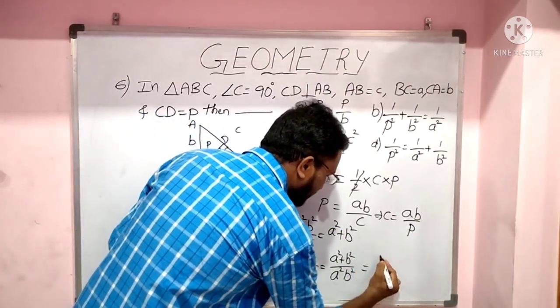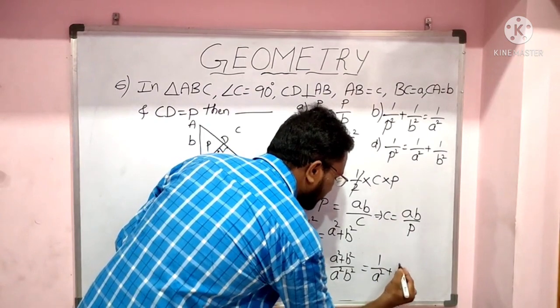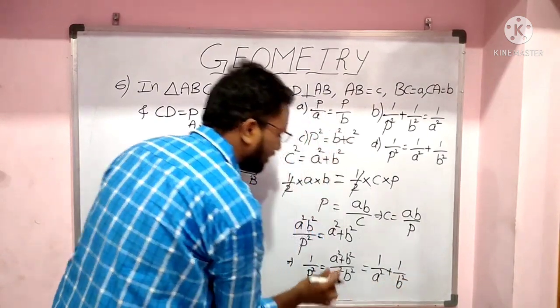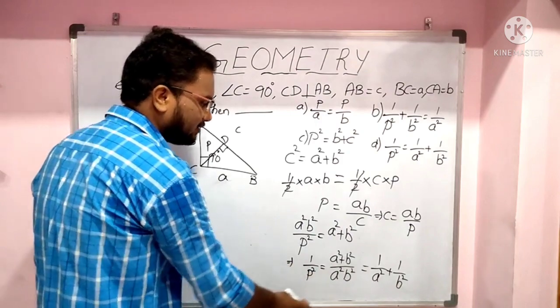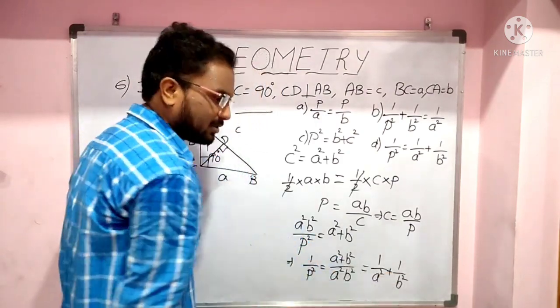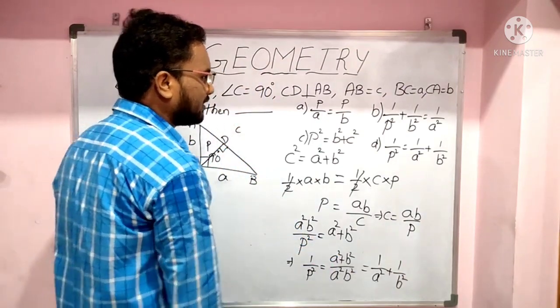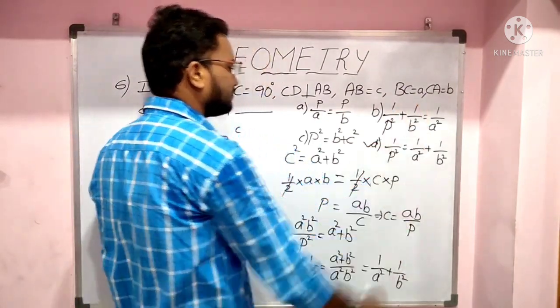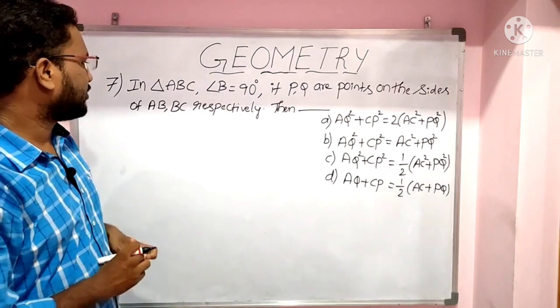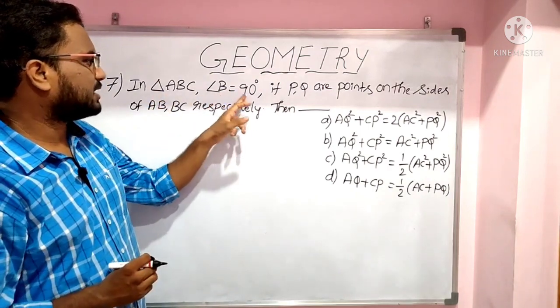So the value is 1 by a square plus 1 by b square. If we divide this by a square b square, then we get 1 by a square plus 1 by b square. So 1 by p square equal to 1 by a square plus 1 by b square. Option D. Next problem. In triangle ABC, angle B is 90 degrees.